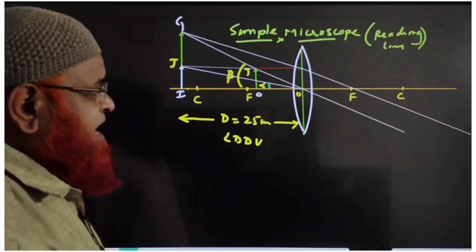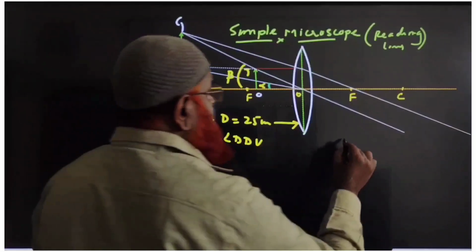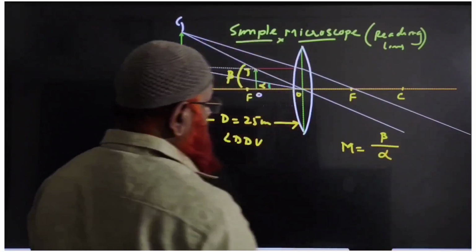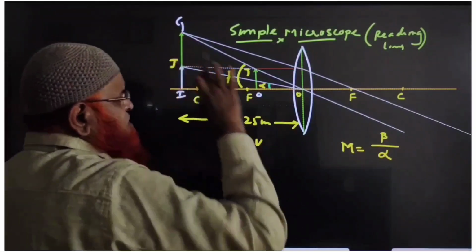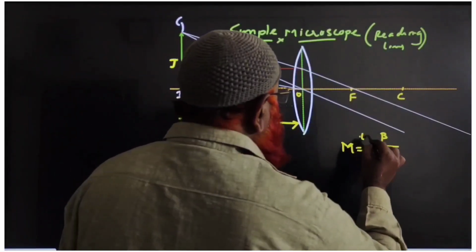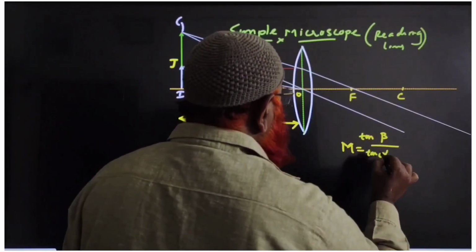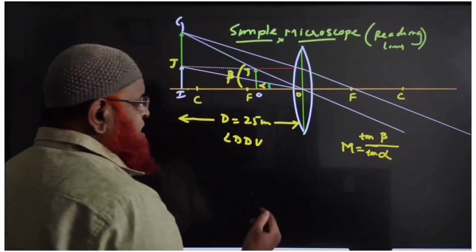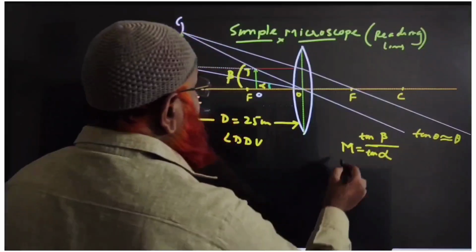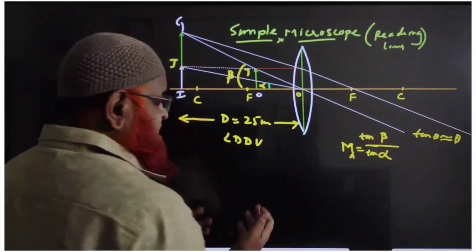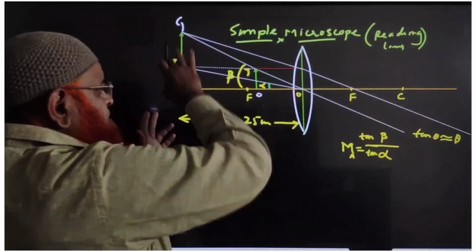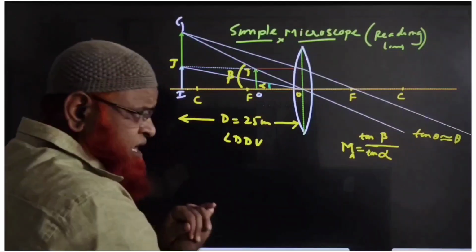Now we can find out the magnification. What is the meaning of magnification here? Magnification is nothing but the angle made by the image to that of the angle made by the object. If angles are very small, we can even apply tan beta by tan alpha, because when angles are very small, we can. So this is said to be angular magnification. So M_A, angular magnification, is the tan of the angle made by the image to the tan of the angle made by the object.